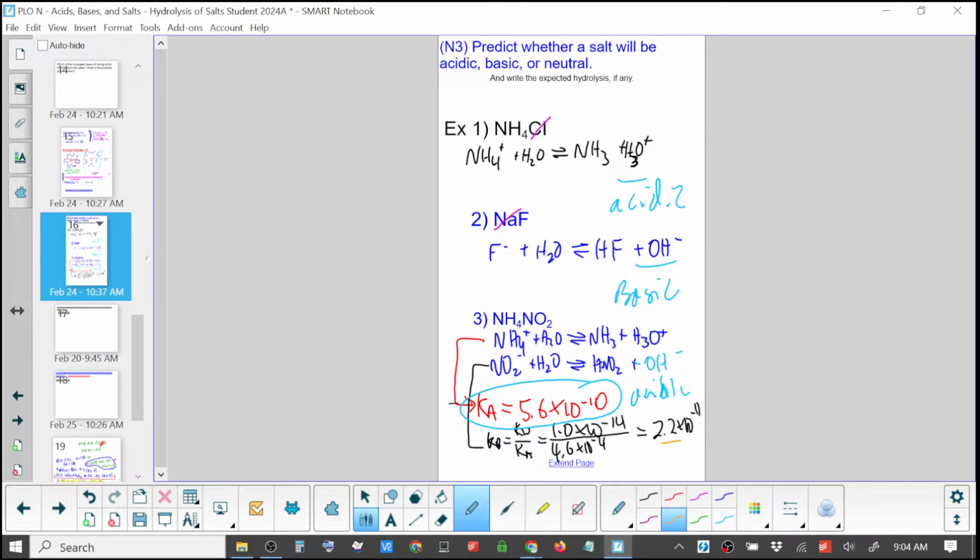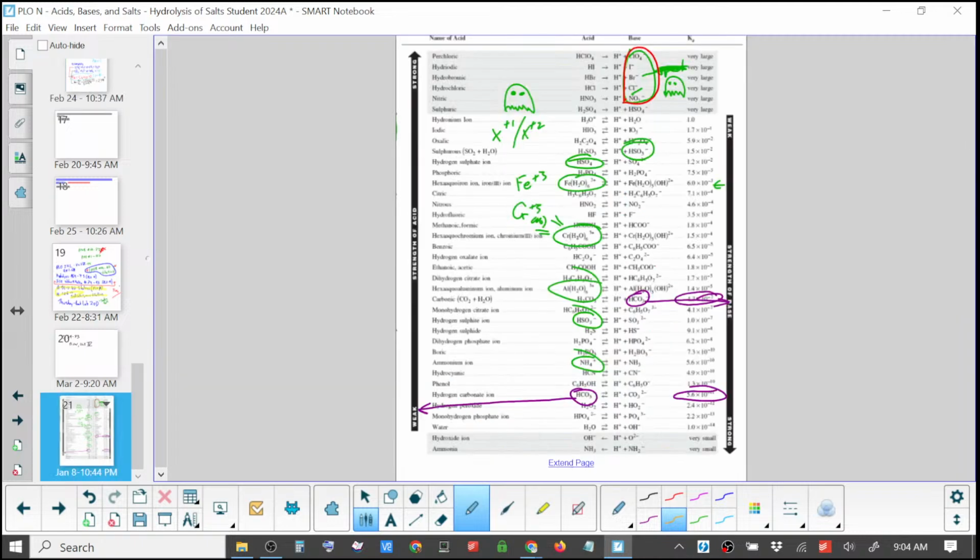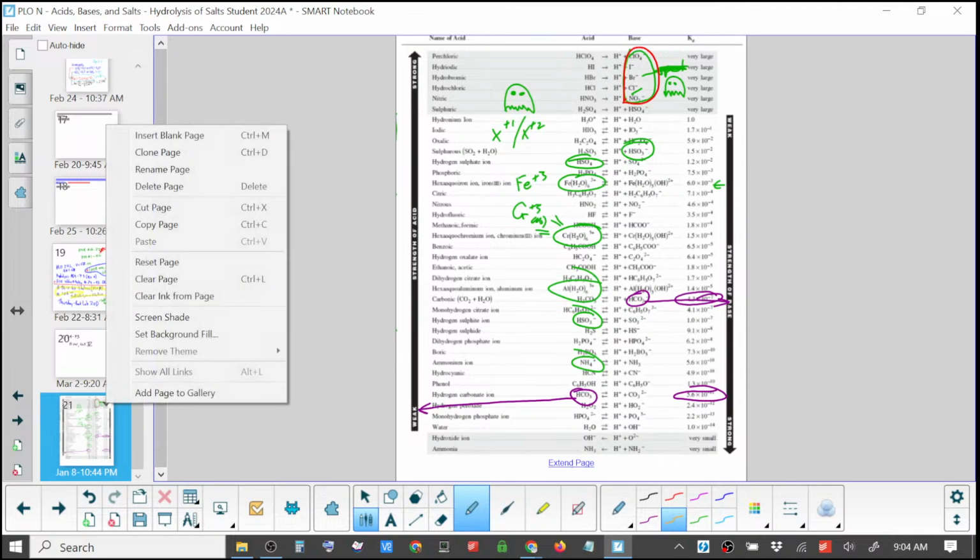I have a question for the equation. Why are we dividing the Kw by 4.6 instead of 5.6? Wait, oh wait, no, maybe I'm wrong. Wait, hold on. It's probably a good question because you're probably not getting it. So where's NO2 minus? Well, let's get rid of all of this junk.